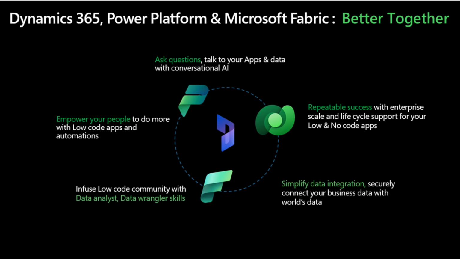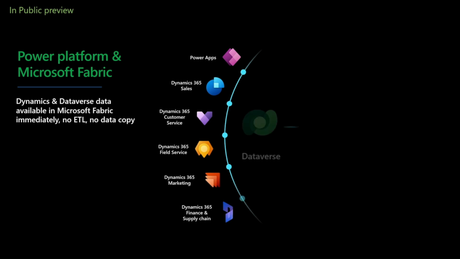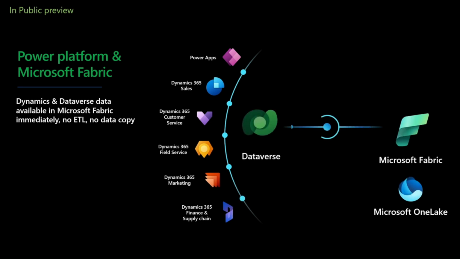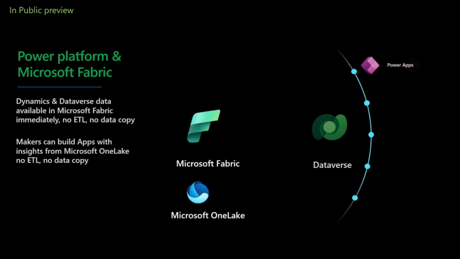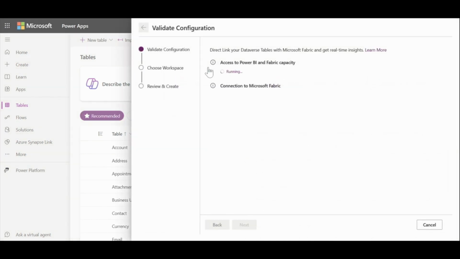So let's play a quick video just to show you the flavor of things to come. So Microsoft Platform, Power Platform, Microsoft Fabric, all the Dynamics data is there. So essentially data from Dataverse becomes available in Microsoft Fabric. Now, with the insights in Microsoft Fabric, you can work with those insights and those tables in Power Platform, in Dataverse. You can build Power Apps, you can build automations. And here's how it works.